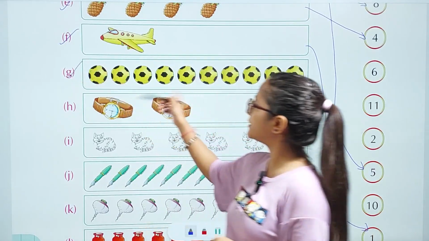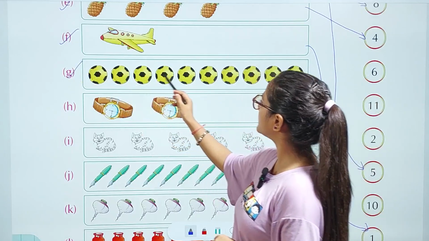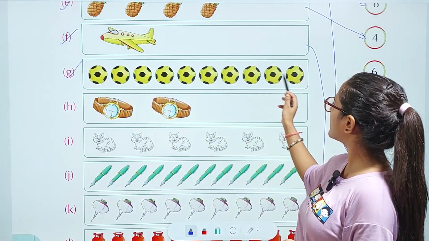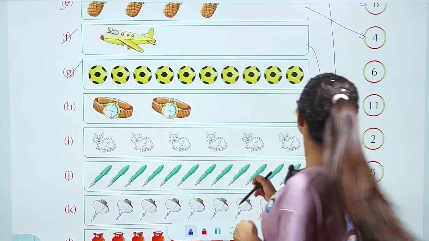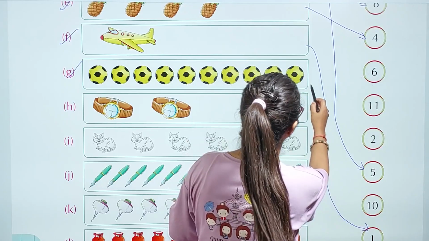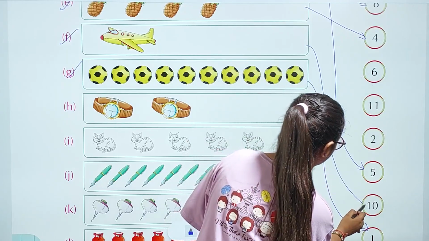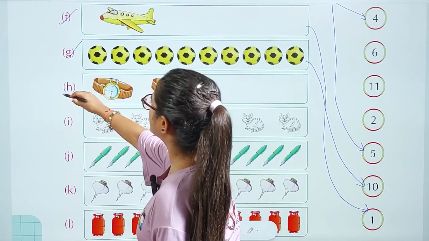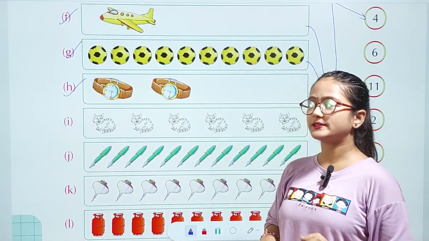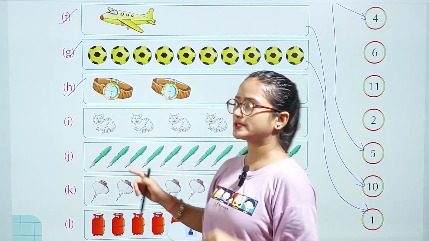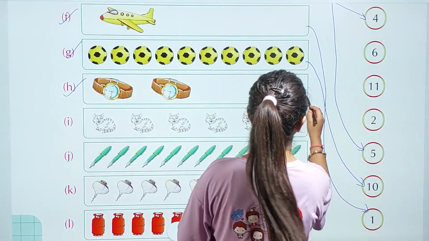Next, how many footballs are there? 1, 2, 3, 4, 5, 6, 7, 8, 9, 10. 10 footballs are there. So match with 10. Next one, how many watches are there? There are 2 watches. Okay, so match with 2.